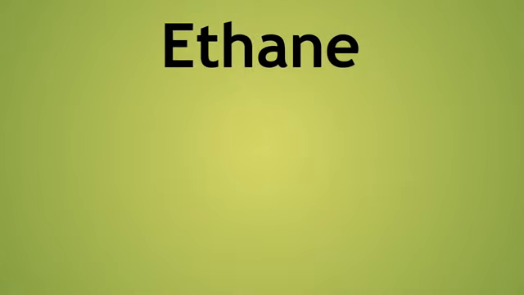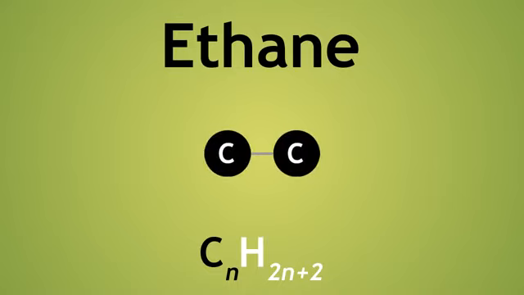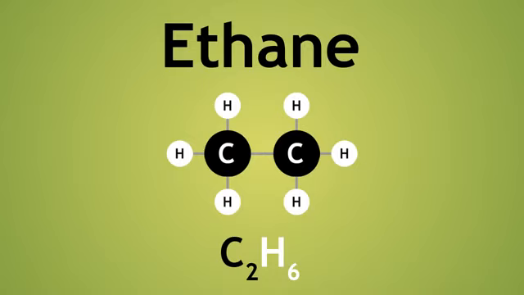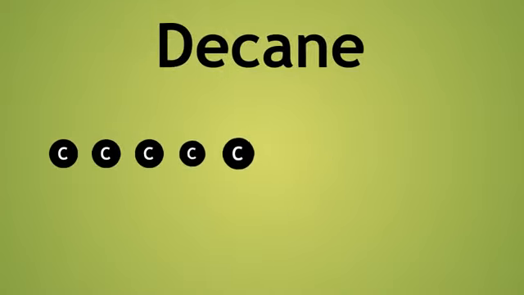Let us look again at ethane, using the formula CnH2n+2, where n represents 2 for the 2 carbon atoms in ethane. We can see that the number of hydrogens will be 2 multiplied by 2 equals 4, plus 2 equals 6. So 6 hydrogens, C2H6. Using this, we can find the molecular formula of other alkanes. For example, decane, an alkane with 10 carbons.